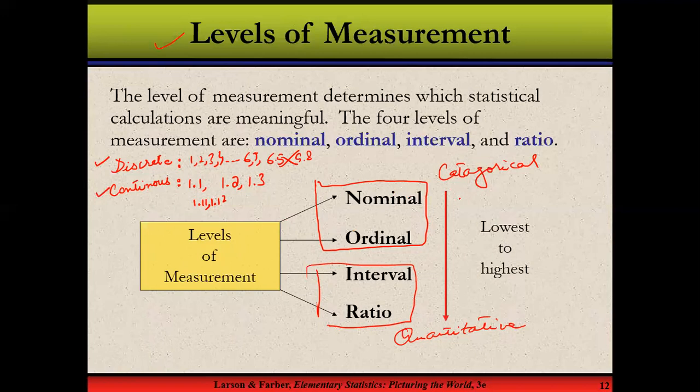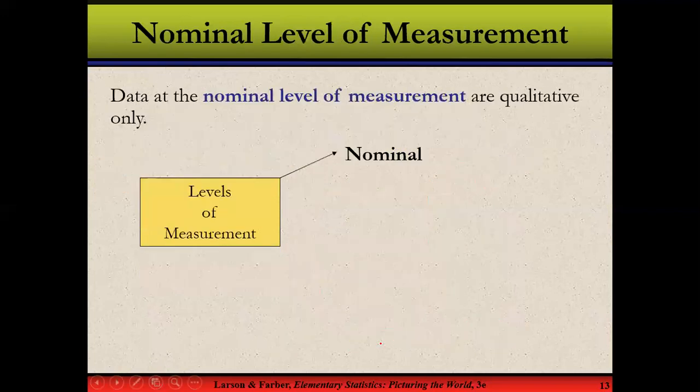And then we measure the data in 4 different categories. 1 is nominal, 2 is ordinal, 3 is interval, and 4 is ratio. Nominal and ordinal are classified as categorical data, and interval and ratio are classified as quantitative data. Right, first of all, the nominal level of measurement. What is the nominal level of measurement? This is only applicable to qualitative information, qualitative data.